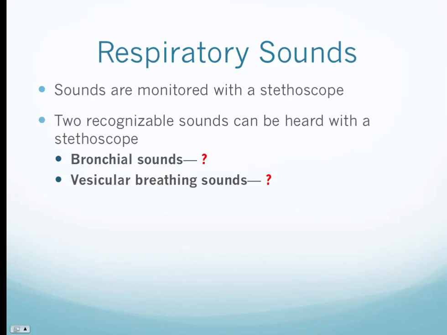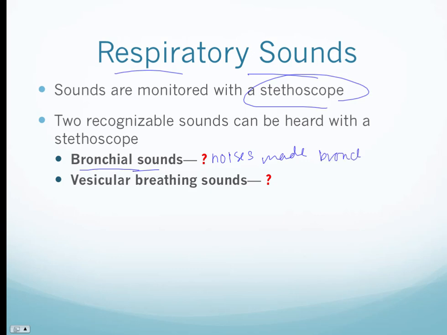Okay, other things that we can look at if we look at our respiratory system are respiratory sounds. This can be monitored using a stethoscope, and you can hear two different sounds on the stethoscope. You hear bronchial sounds, and these are noises made as air enters and exits the bronchi and the trachea. And you have vesicular breathing sounds, and this is when you can hear noises within the alveoli.